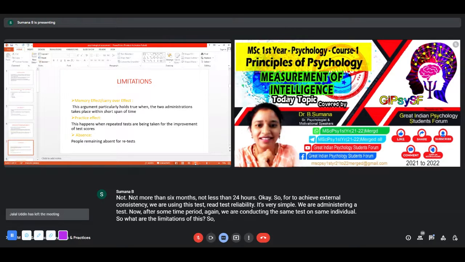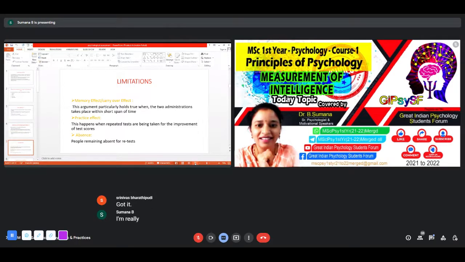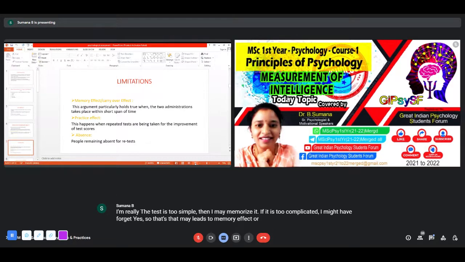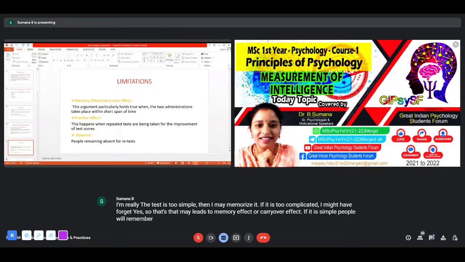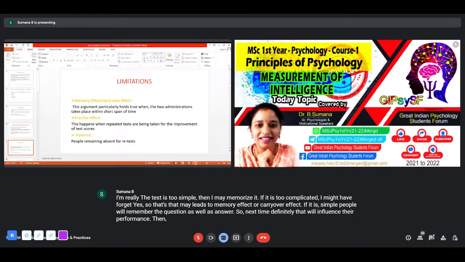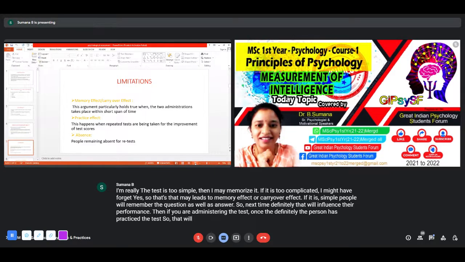Whatever test I have taken, if the test is too simple, then I may memorize it. If it is too complicated, I might have forgotten. So that may lead to memory effect or carryover effect. If it is simple, people will remember the question as well as the answer. So next time, definitely that will influence their performance. Then if you are administering the test once, definitely the person has practiced the test. So that will have a practice effect.